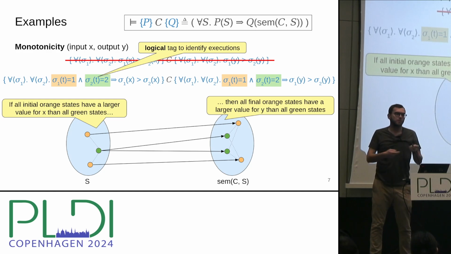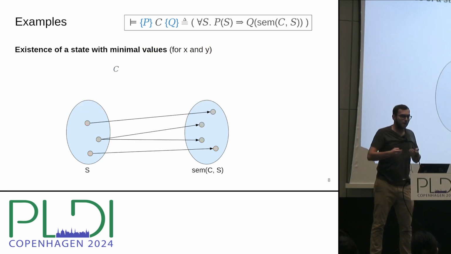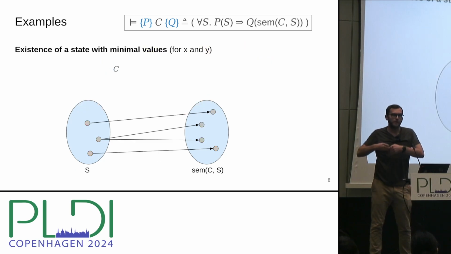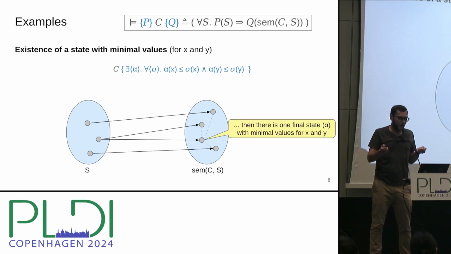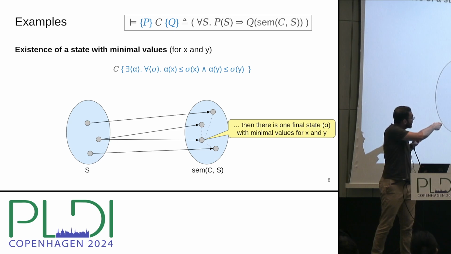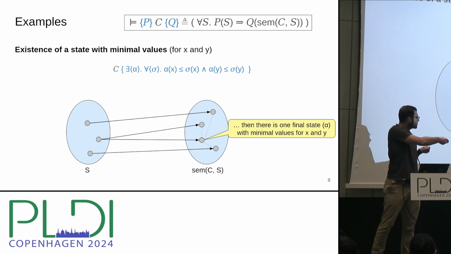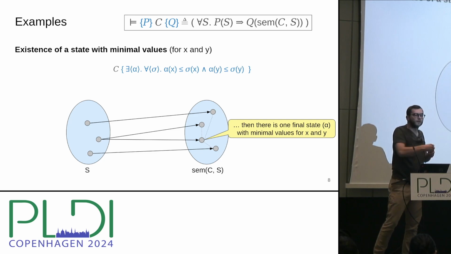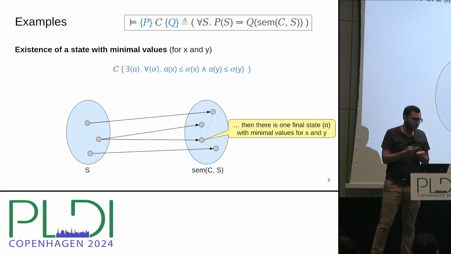But that's what other logics could do. Because we have sets of states, we can express arbitrary properties over this set. So we can express, for example, the existence of a minimal state after the execution. We can say, using the same notation, that there exists a state sigma that has a smaller value for x and y than all other states. Visually, this state is here, and it has a smaller value than all the other ones.